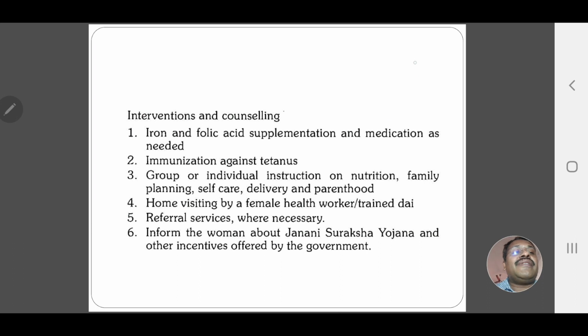So what are the intervention and counseling measures? These are very specific, which will be repeated again and again. The iron and folic acid supplementation should be given for 100 days, 100 milligram iron and 0.5 milligram folic acid. Immunization against tetanus, we have to give at the 5th month and 7th month. If the second pregnancy is within 5 years, we can give only 1 dose of tetanus. But if the second pregnancy is after 5 years, we have to give 2 doses.